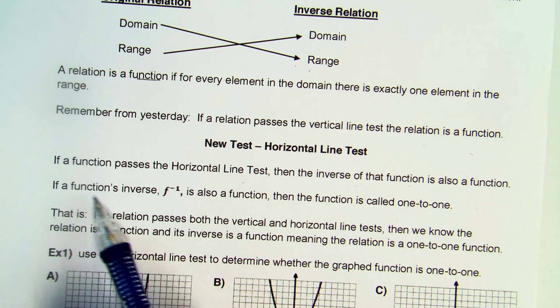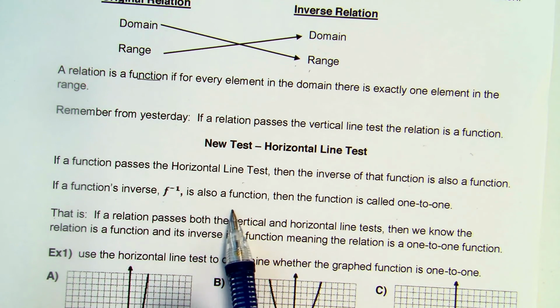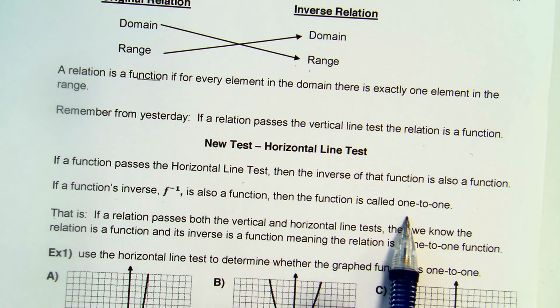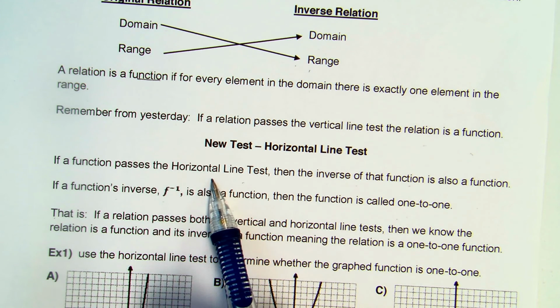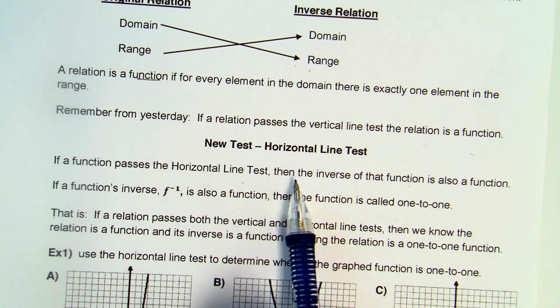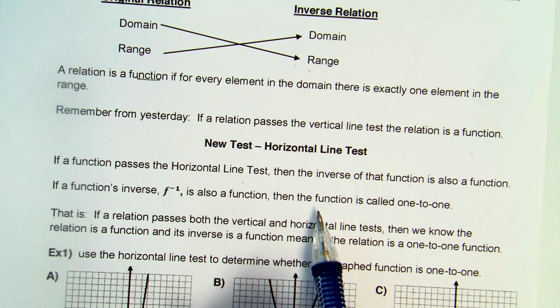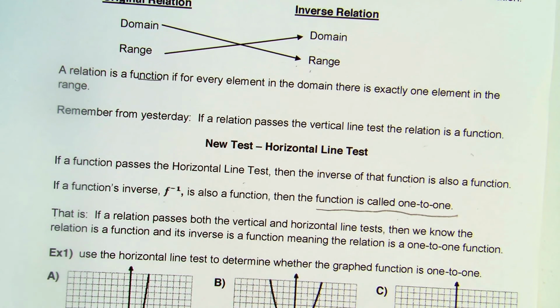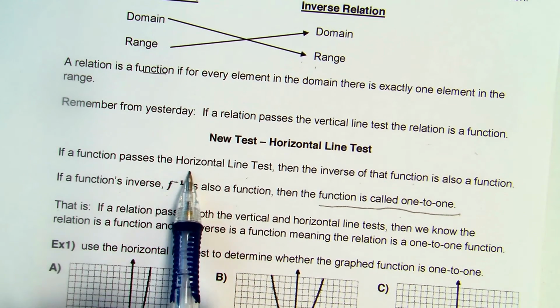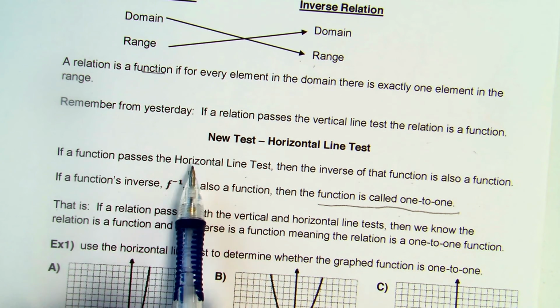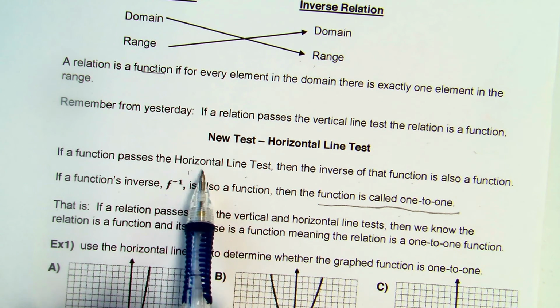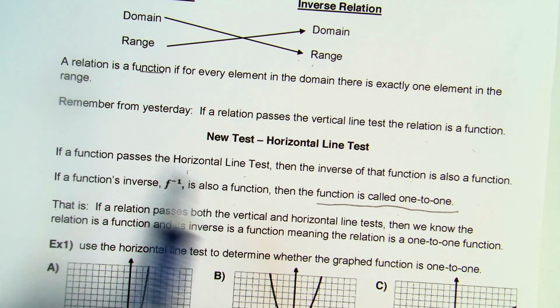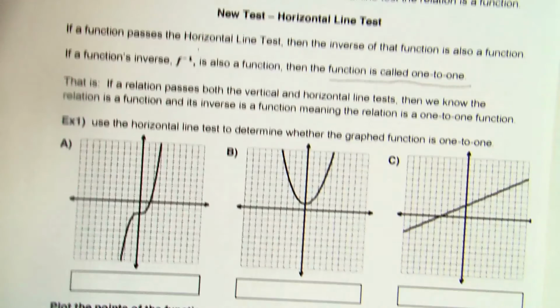So if a function's inverse is also a function, then that function is called a one-to-one function. So if a function passes the horizontal line test, it is a one-to-one function. What that means is when you draw its inverse, that graph will also be a function. Okay, so let's look at some examples.